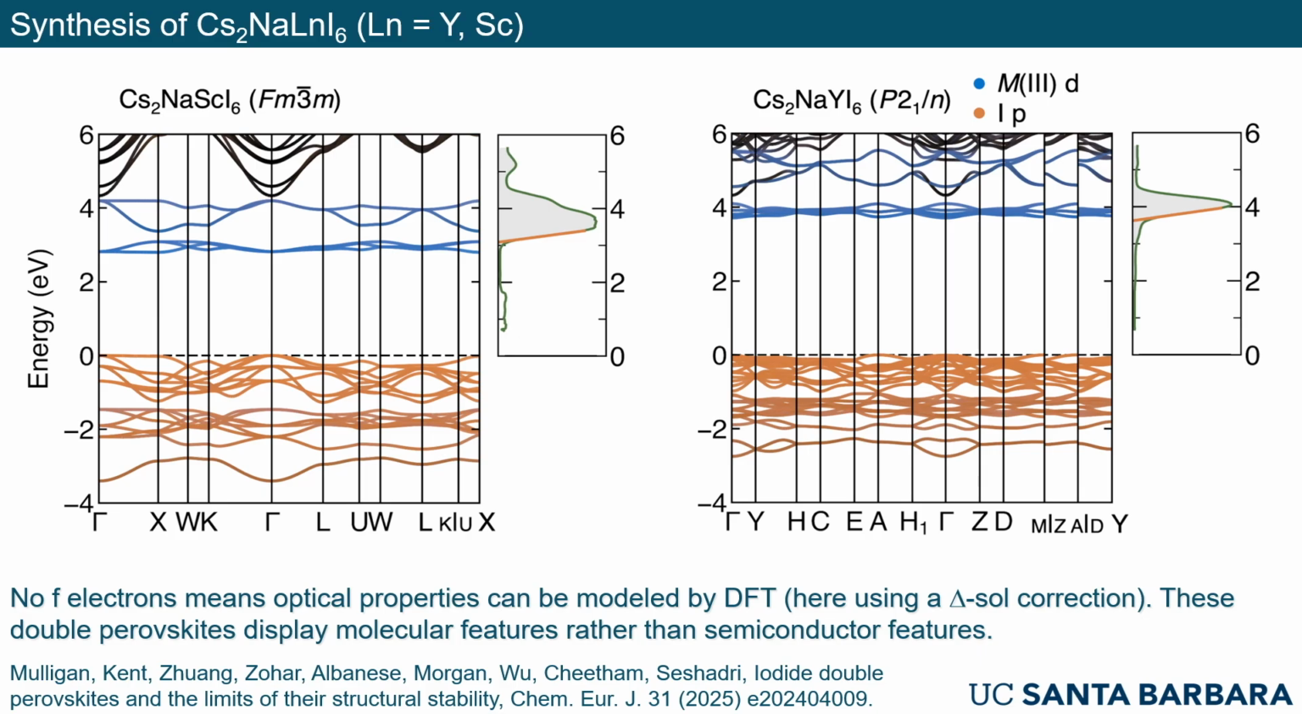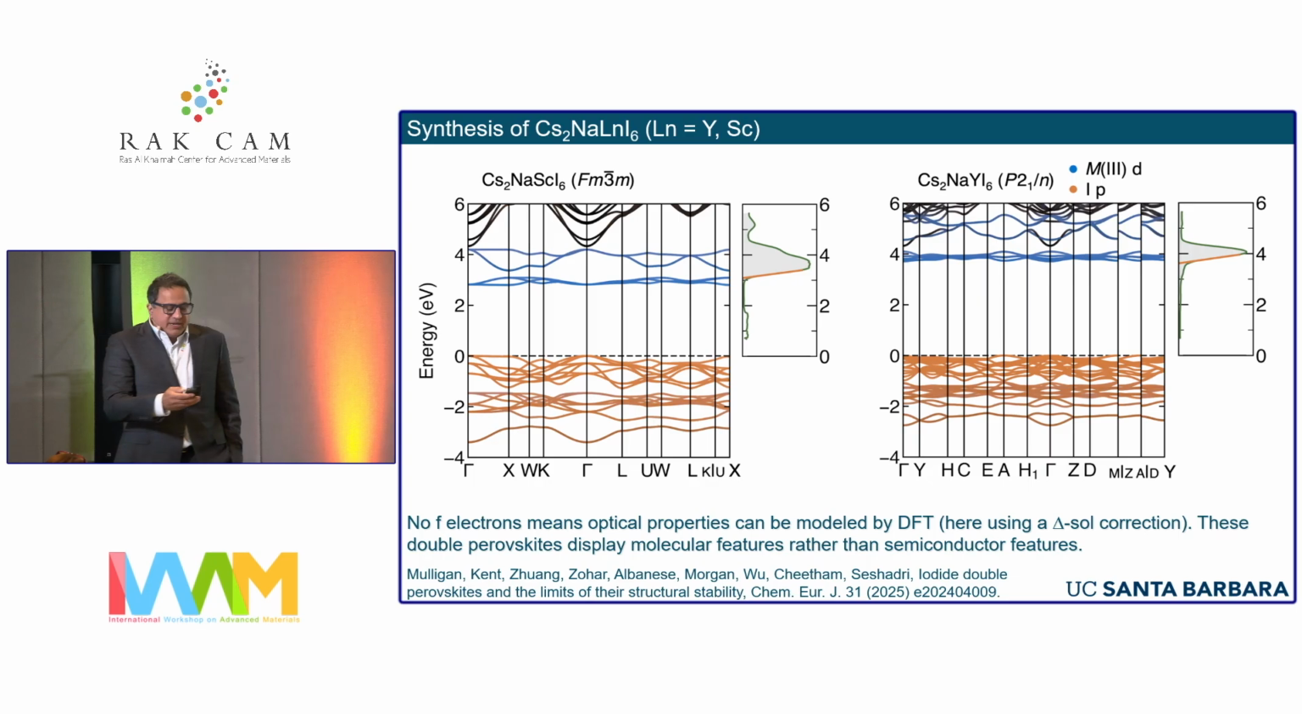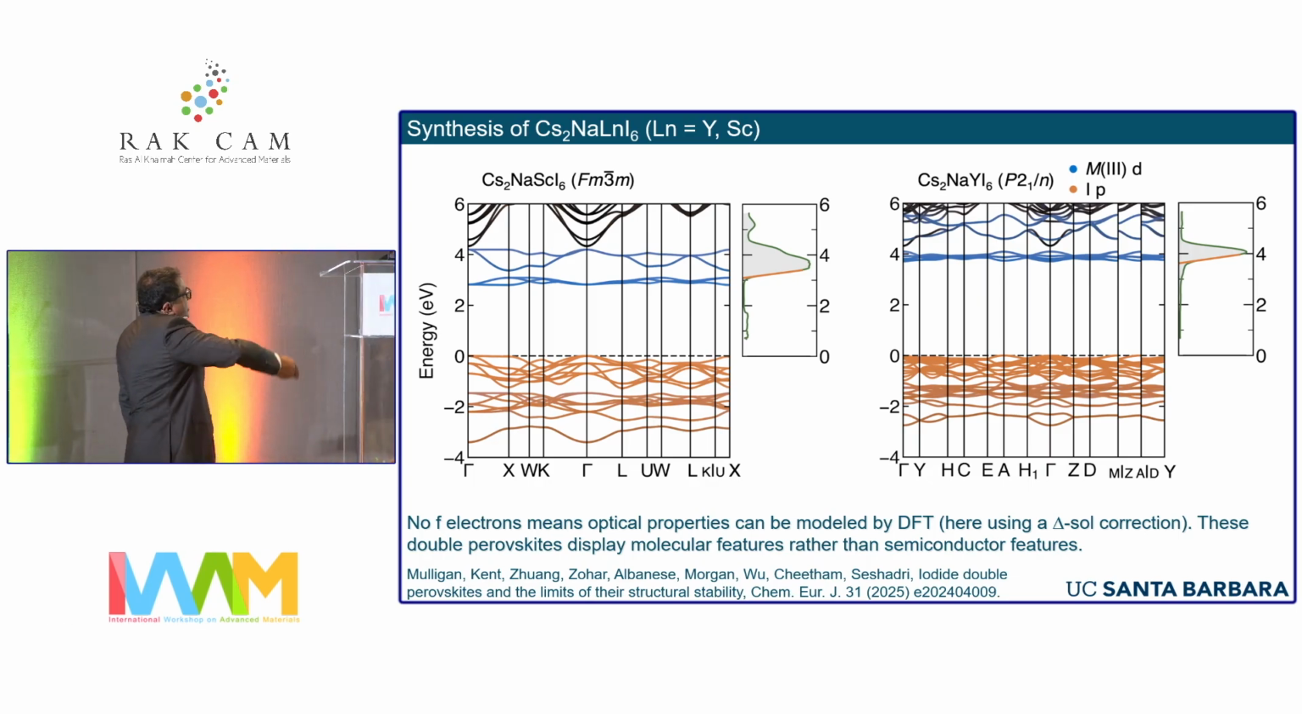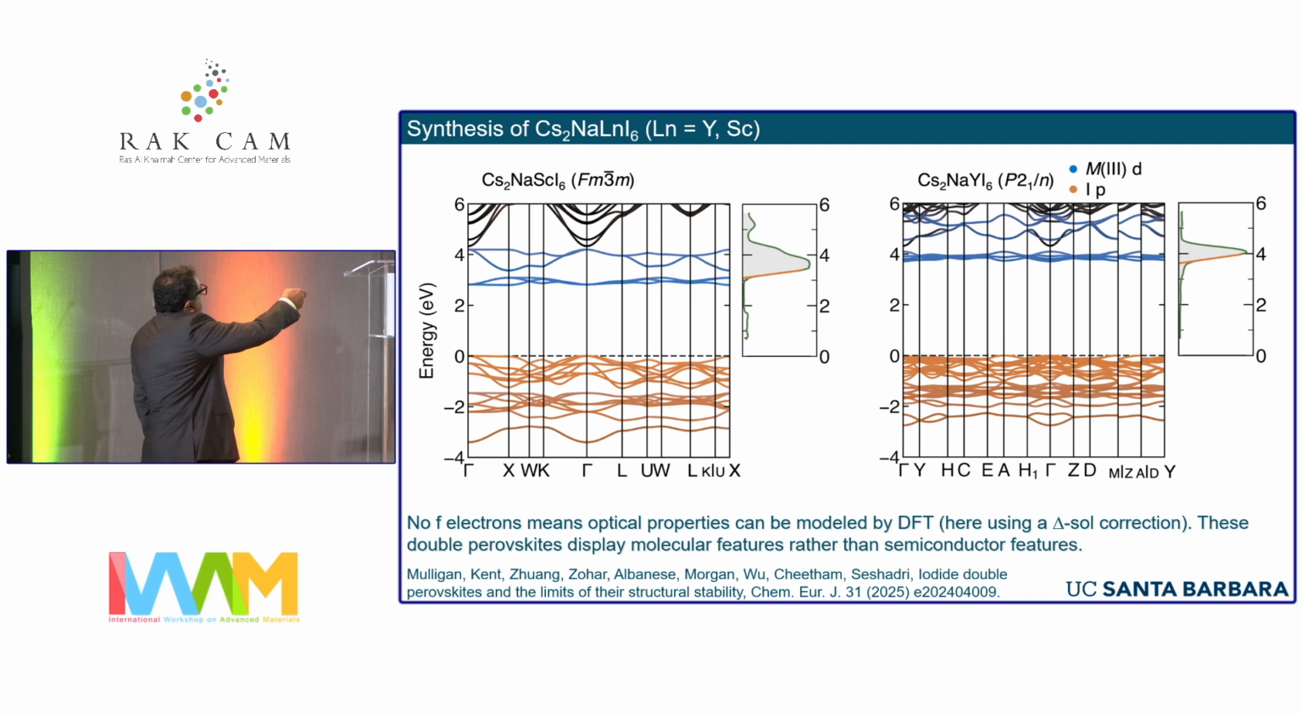And what you do see, though, is that these are not very dispersed bands. They're pretty flat. So these compounds are not going to make good semiconductors. If you want a good semiconductor, the bands have to traverse a longer range in energy.